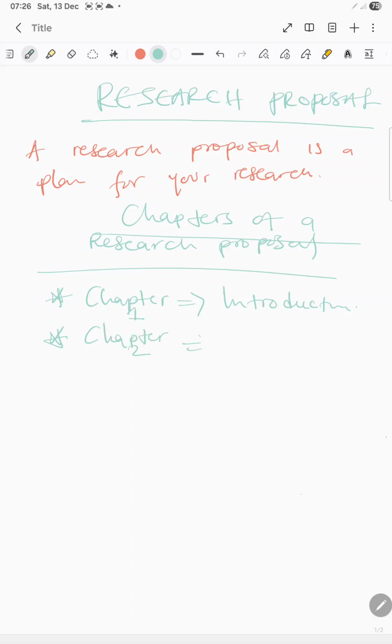Chapter 2 is called the literature review. Then we also have chapter 3, which is called research methodology.